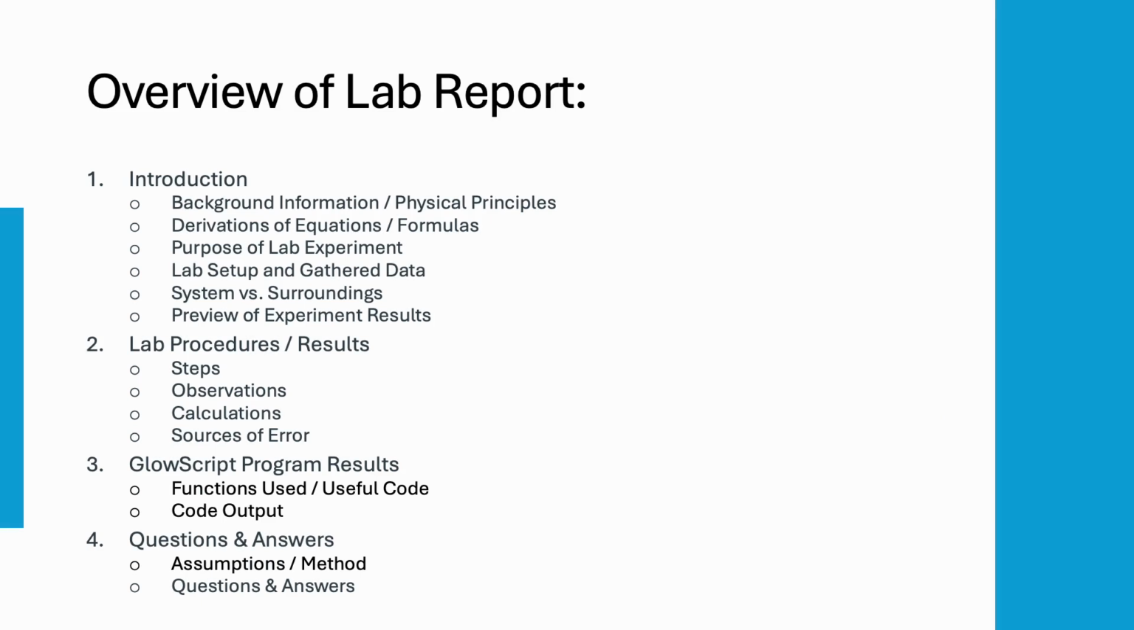As an overview of my lab report, I will first introduce the lab and the physical principles behind it, as well as my lab setup. Then I will go over my lab procedures, observations, and calculations. I will then show you my glow strip simulation and end it off by answering the two questions of the main ideas of the lab.